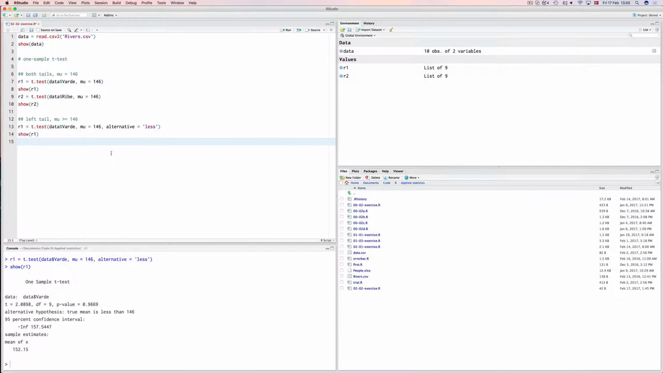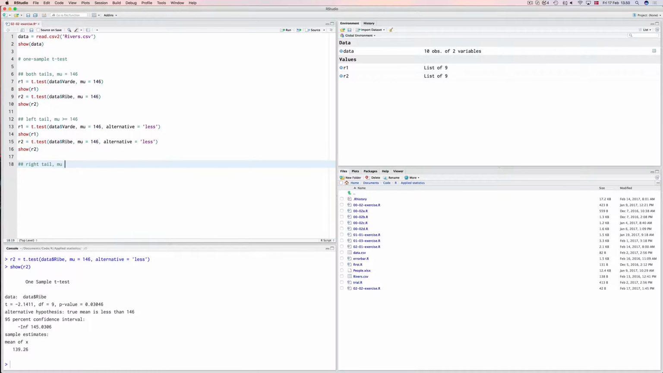But if we do it for Riba, I will just copy it. So we change the sample. In this case, you will see that the p-value is quite small. It's only a 3% chance to get a sample like we have, or even more extreme, if Riba is indeed contaminated. It's 3%.